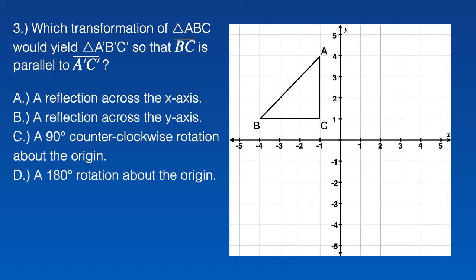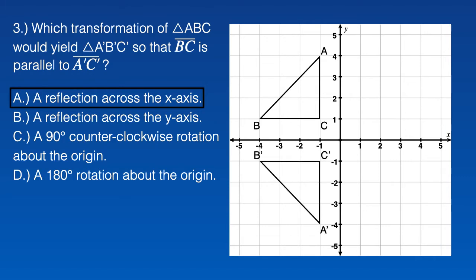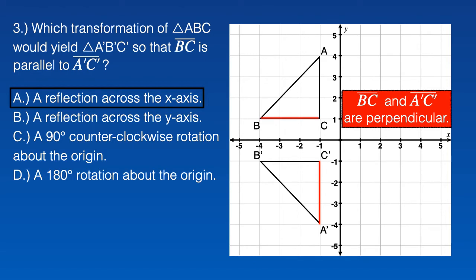So letter A says a reflection across the x-axis. If I reflect that triangle across the x-axis, I'll have that triangle. Okay, so there I have my pre-image and my image. Now let's look at the sides that they're talking about. Side BC and side A prime C prime are perpendicular with this transformation, and they're asking us for parallel. So this answer is wrong.